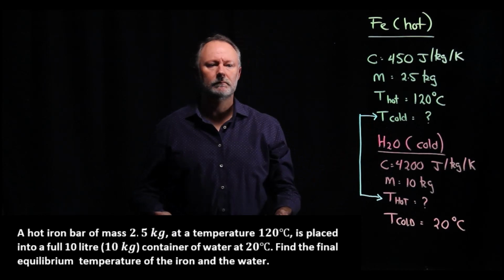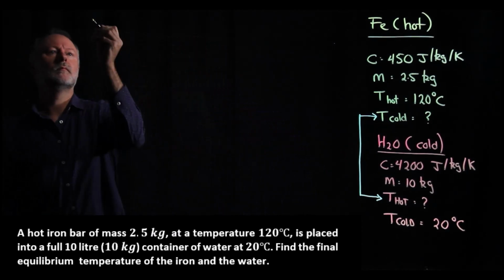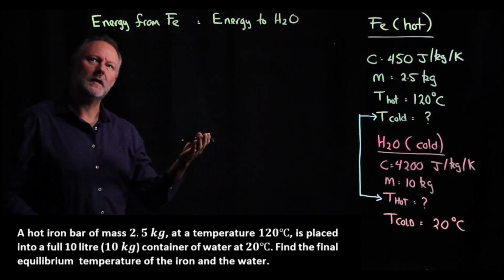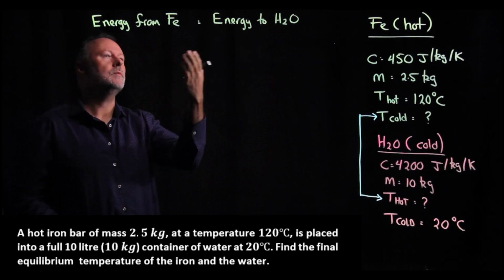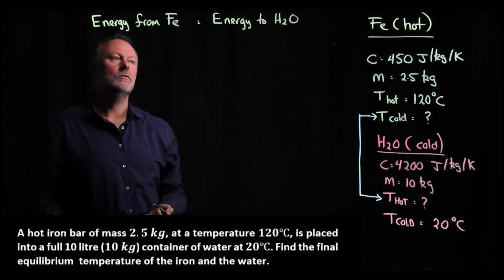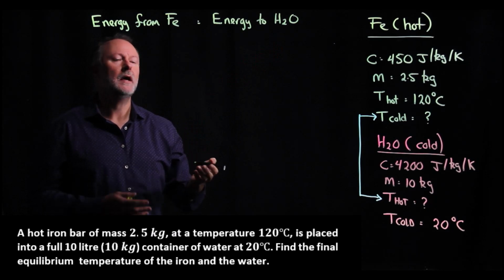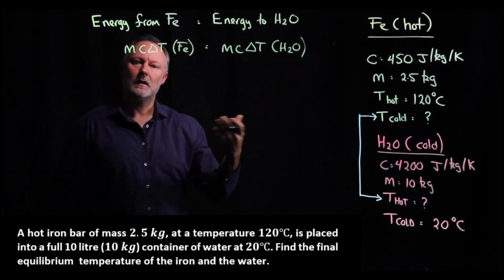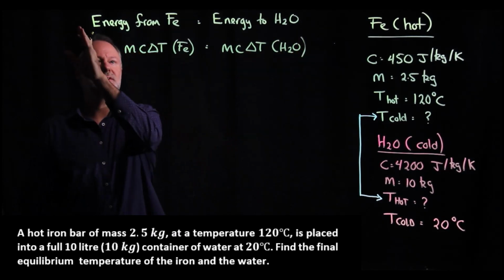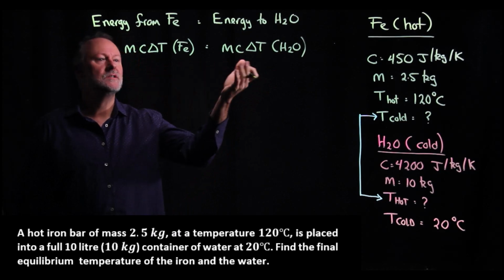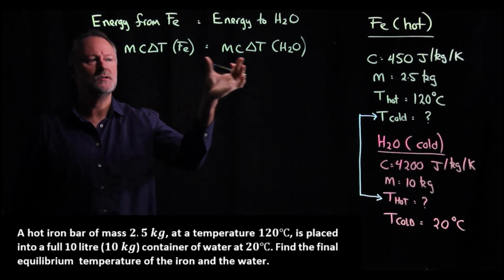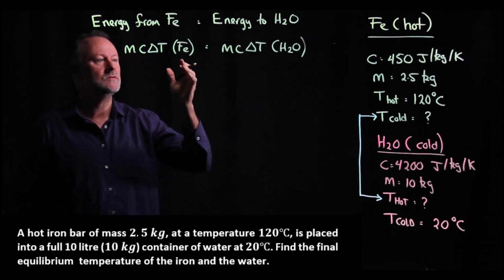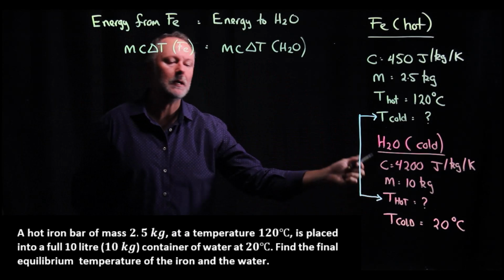So in terms of energy, this is what's happening. We have a scenario where the energy being transferred from the iron will be equal to the energy being transferred to the H2O. And we can write that as an equation. Now we've made this quantifiable. We've gone from a statement to an equation. This equation states the energy transferred from the iron is equal to the energy being transferred to the water. Let's now substitute in our values and see if we can't find this unknown equilibrium temperature.